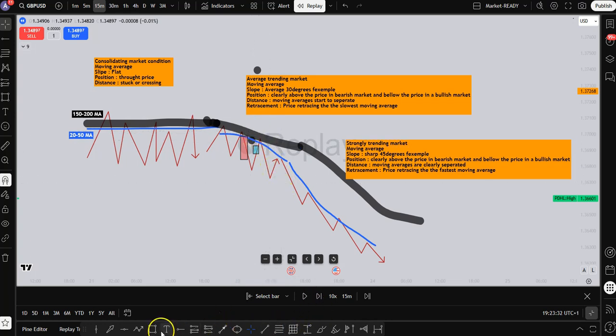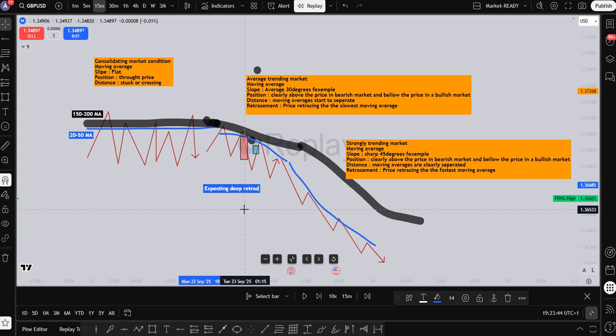So here we are expecting a solid or deep retracement, sweeping previous Asia high or even previous day high before continuing down. So here we have purge and put it up. Purge and reverse.